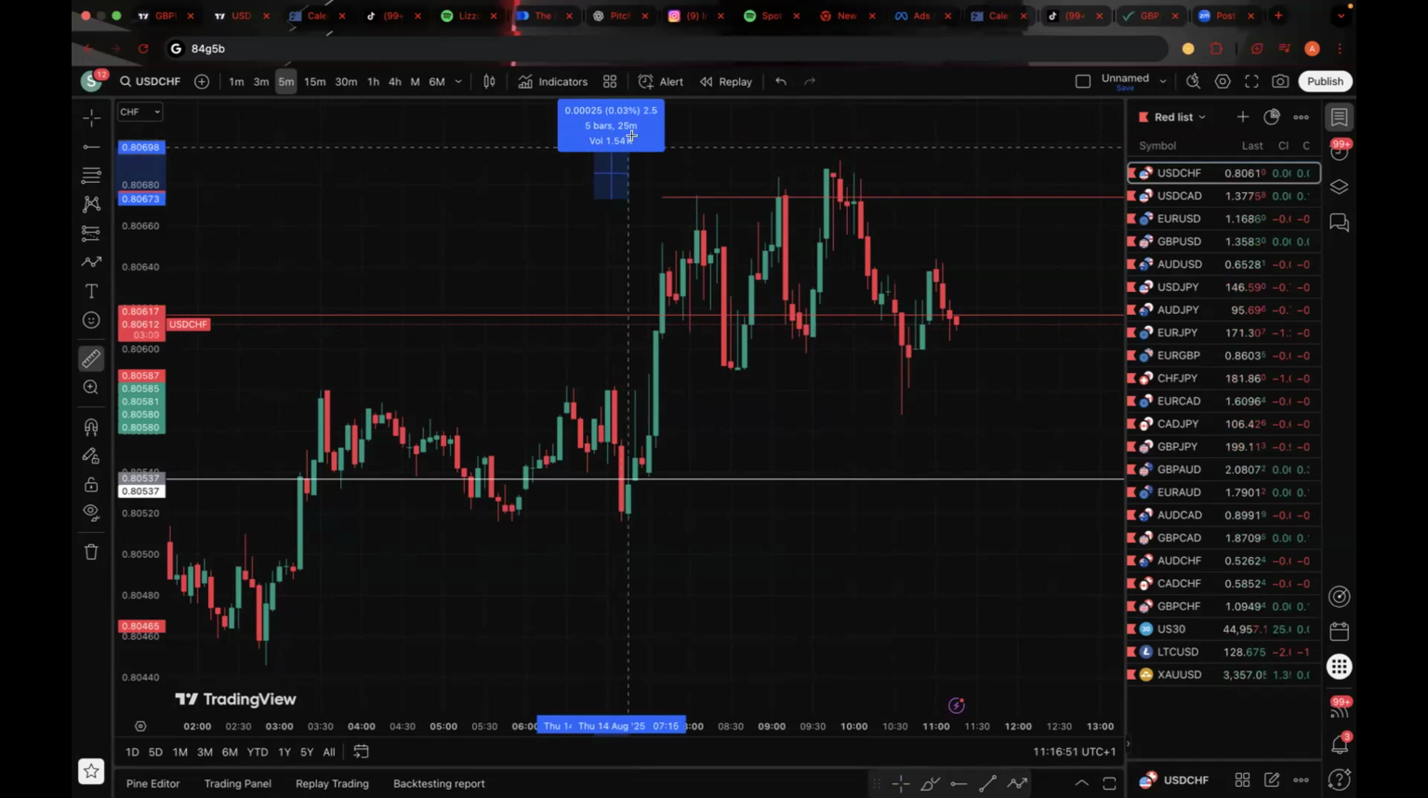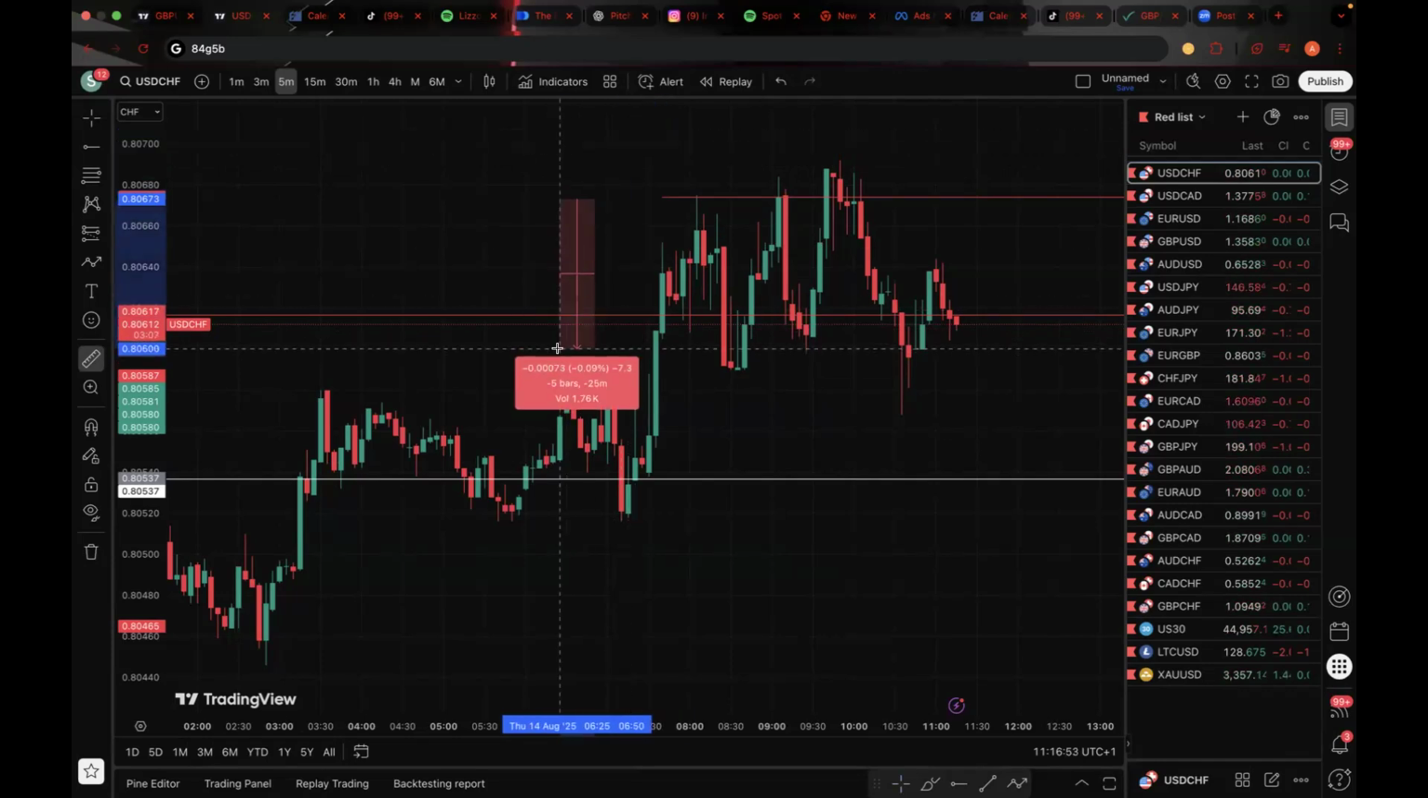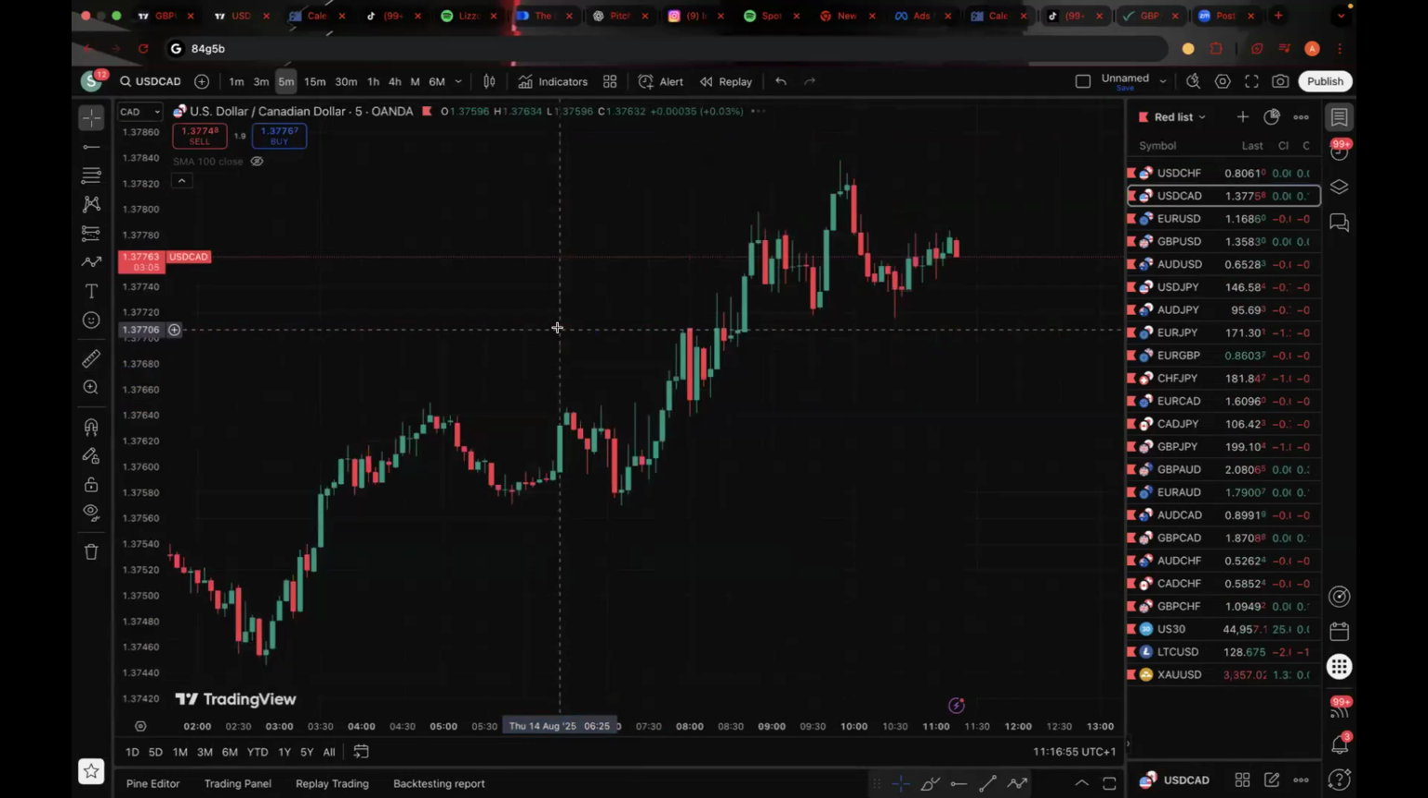2.5 pips can go for this one. 3 pips can go for this one. Well, let's TP. TP is not up to 10 pips. TP has a minimum of 10 pips.